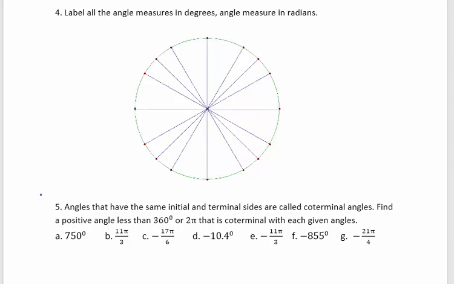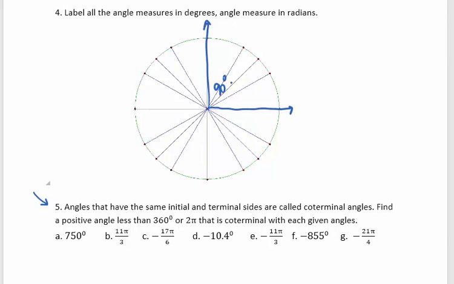Okay, now we're going to take a look at question 5 here. And this is where we're going to find coterminal angles. So angles that have the same initial and terminal side are called coterminal angles. Okay, so let's say I have one angle here, and we'll start with a nice easy angle. Let's start with a 90-degree angle. So if I start initial side here, terminal side here, there's a 90-degree angle.